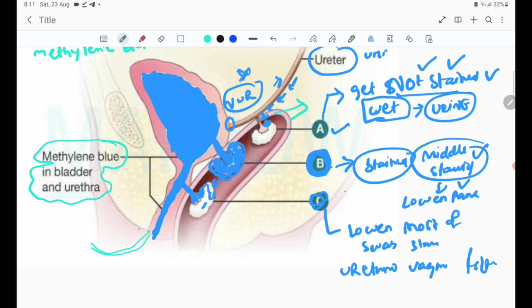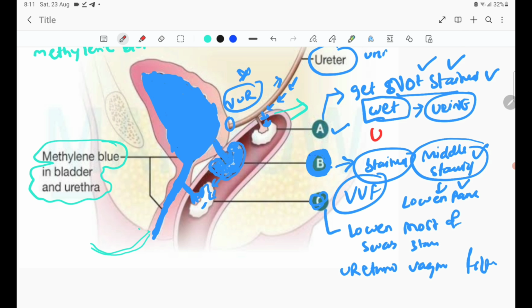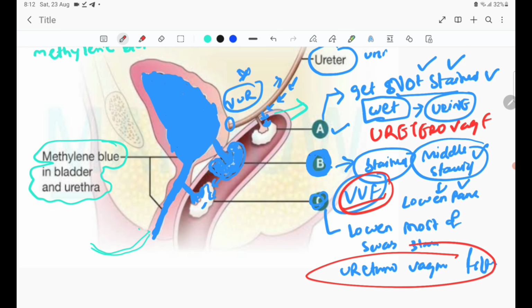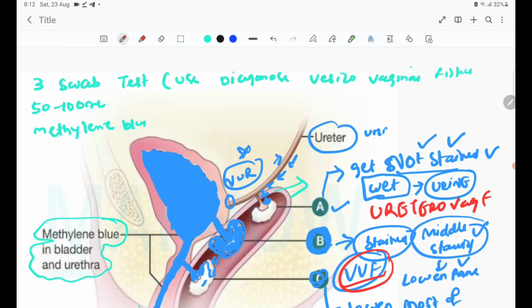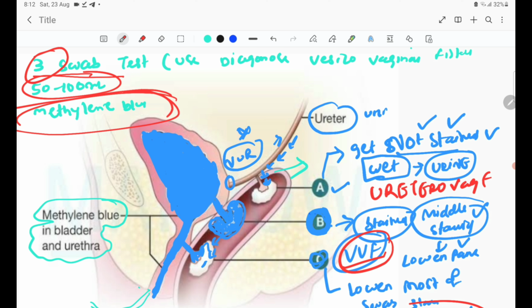So this is the urethra, this is the VVF, and this is your ureterovaginal fistula. So remember, these are very simple tricks. The three swab test is used to diagnose any fistulous tract communicating from the urogenital tract to the vaginal wall. In this test you use three swabs, and 50 to 100 ml of methylene blue has to be injected into the bladder through the urethra.